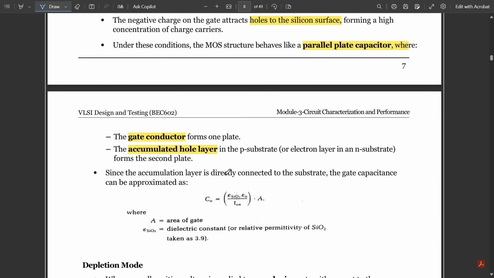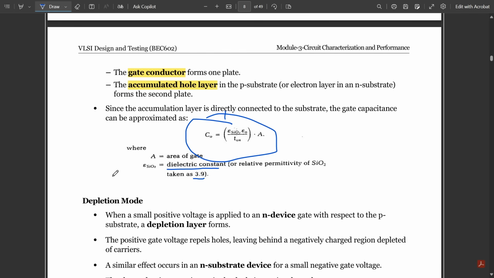Since the accumulation layer is directly connected to the substrate, the gate capacitance can be approximately given as CO, the gate capacitance, equal to epsilon of SiO2, the permittivity of silicon dioxide, into epsilon naught, divided by TOX, into A, where A is the area of the gate. Epsilon of SiO2 is the relative permittivity of silicon dioxide, taken as 3.9 in general, so it has a fixed value. So this was about accumulation mode.